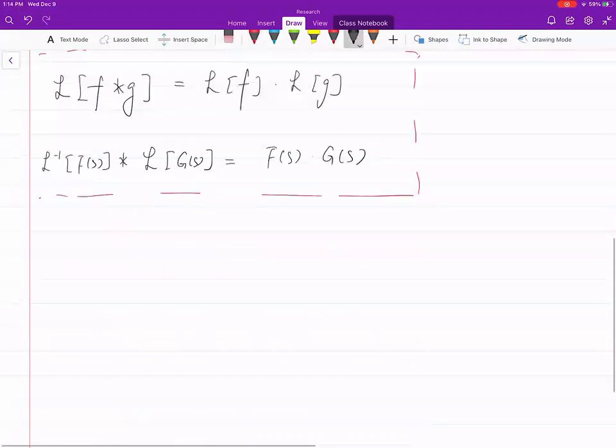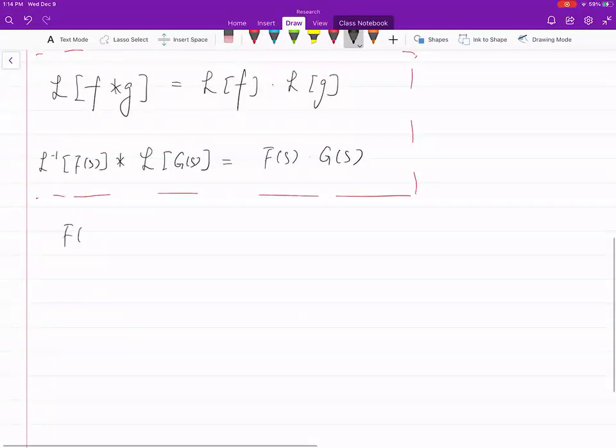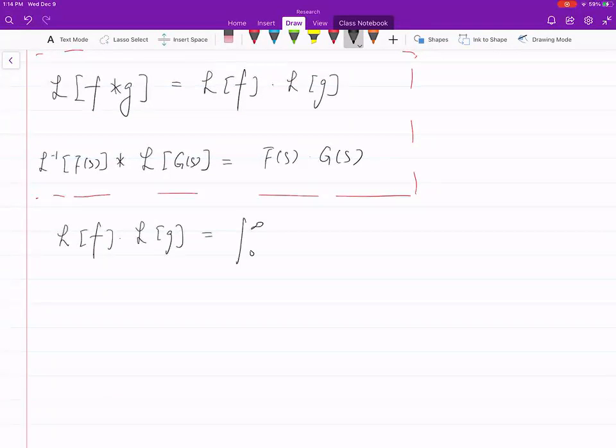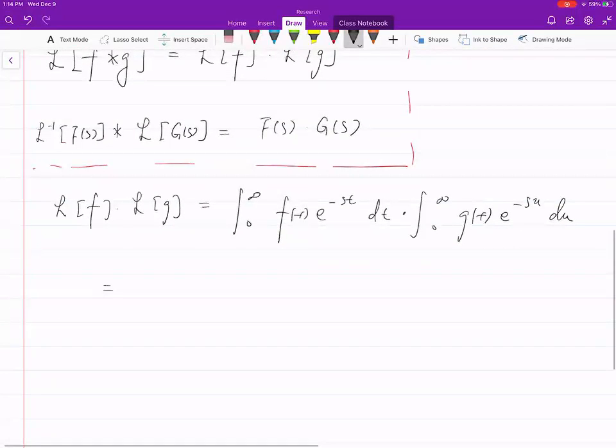Okay, so we were halfway done. We were trying to do the proof, and somehow I saw a gap in my notes. That's where we stopped. L{f} times L{g} equals the integral from 0 to infinity of f(t) e to the negative st dt times the integral from 0 to infinity of g(u) e to the negative su du. We use u and t for different variables. s has to be the same though.